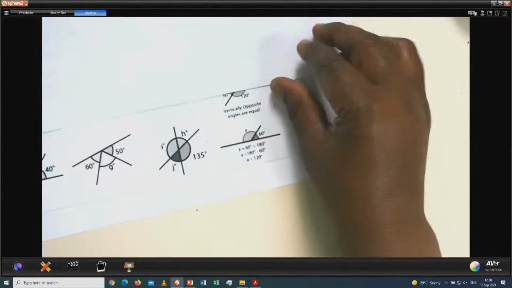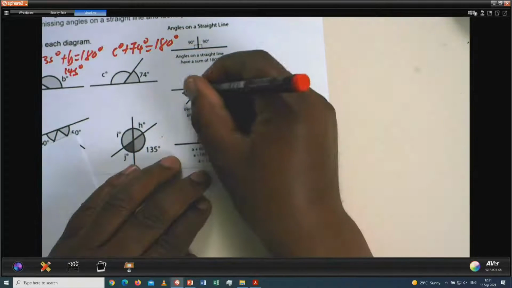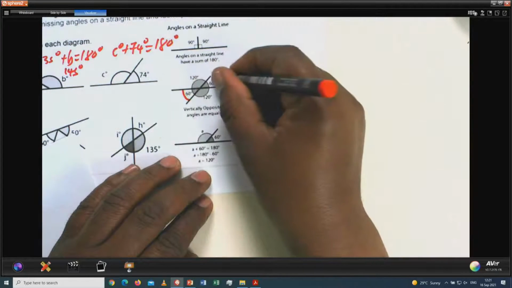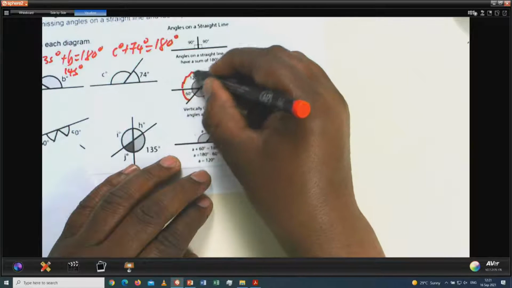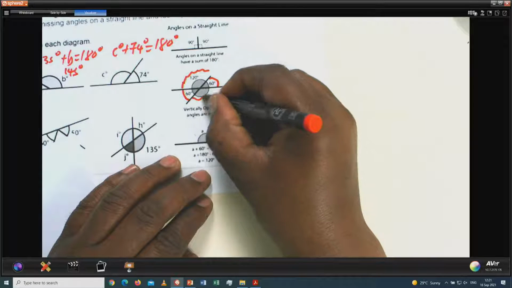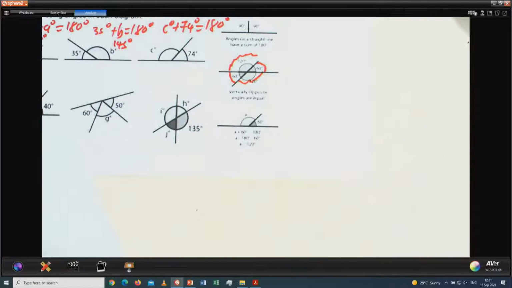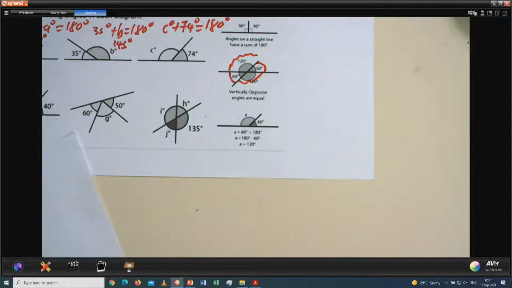All right, let's go further now. Let's go to the next question. Again, remind yourself, vertically opposite angles. What about them? Yes, they are equal. Vertically opposite angles are equal.